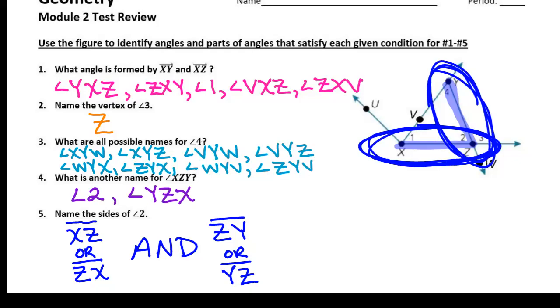All right, what else would you guys like to see? Yes. Number 6? Absolutely, we can do number 6.